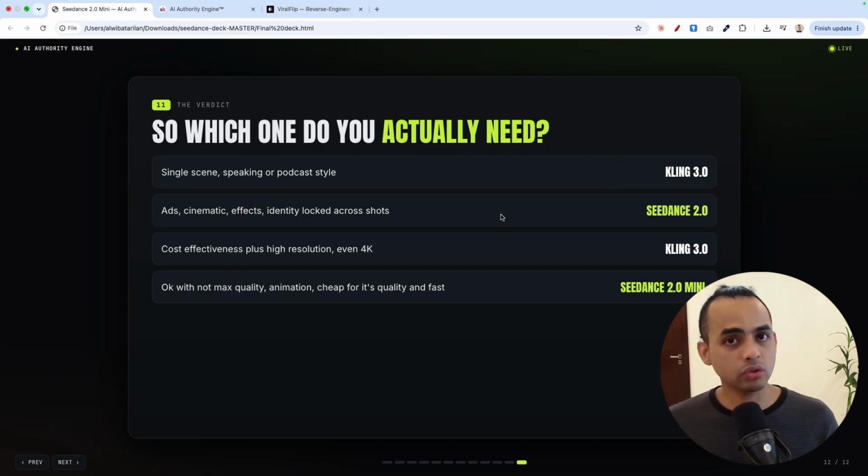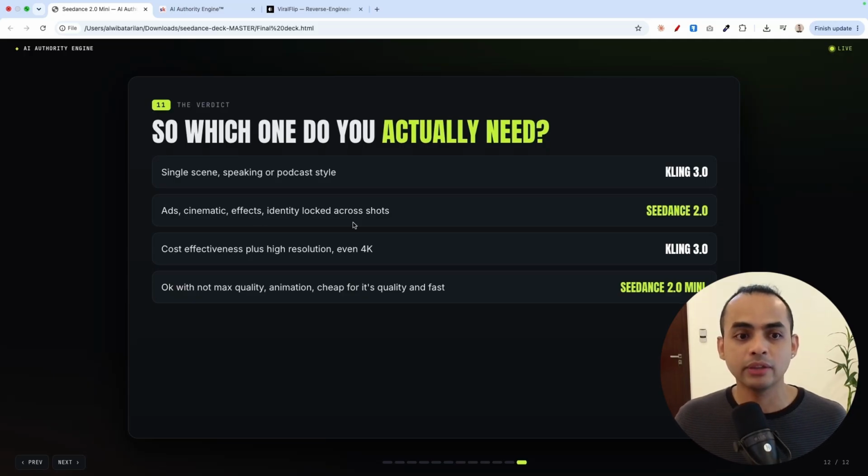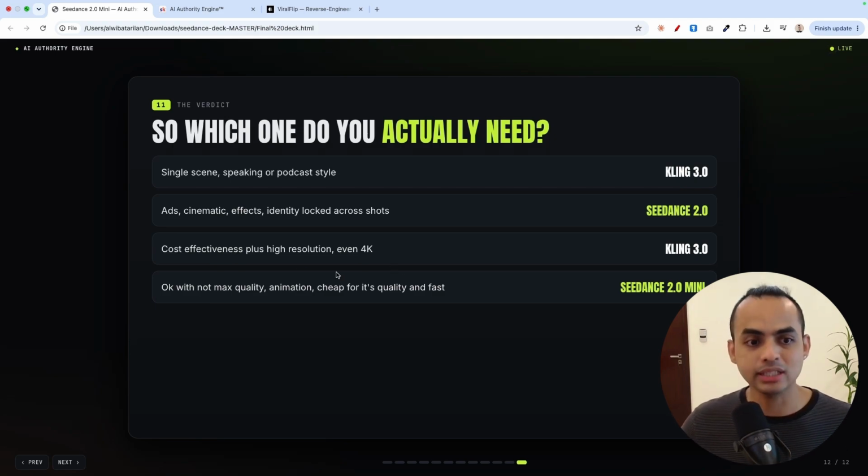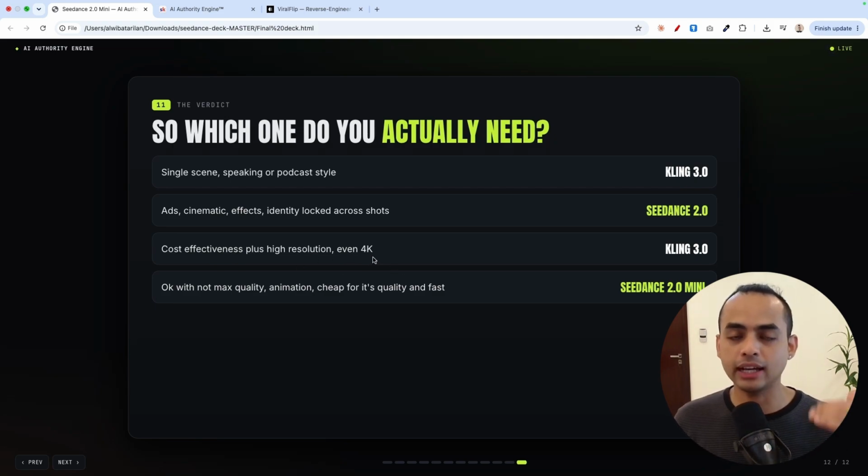But if you want to create things that can make you money, maybe you're selling this as a service, maybe it's ads like what I showed you guys earlier, maybe you want that kind of cinematic effects or really cool creative transitions that you can't achieve in real life, right? And identity lock across every single shot with just one reference image, Seedance 2.0 is your best bet. Which version? You either go 2.0, which is the most expensive, or now you can just play around with Mini, right? And see which one suits your budget and which one works for you, okay? But honestly, cost effectiveness plus high resolution, even up to 4K, Kling 3.0 would win in this case, okay?